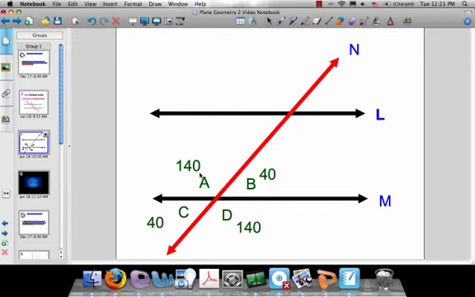This is the definition of corresponding angles: angles in the exact same spot, in the exact same place, but on 2 different lines, that are congruent.